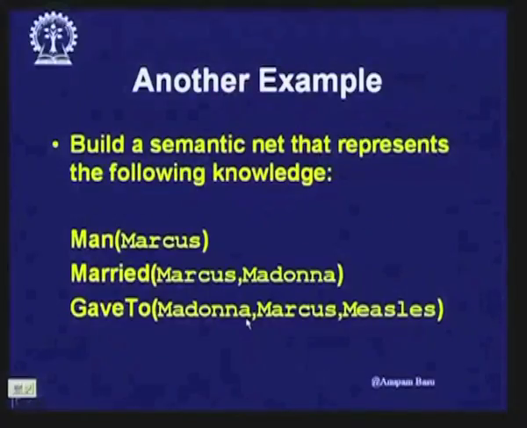So, this infection we are explaining through this. Gave to Madonna, Madonna gave to Marcus measles. So, you see these are three place predicates. So, these three statements, it is a story. Marcus is a man, Marcus married Madonna, and you know what happened? Marcus was infected with measles by Madonna. Now, how do I represent this story in this form of semantic net?